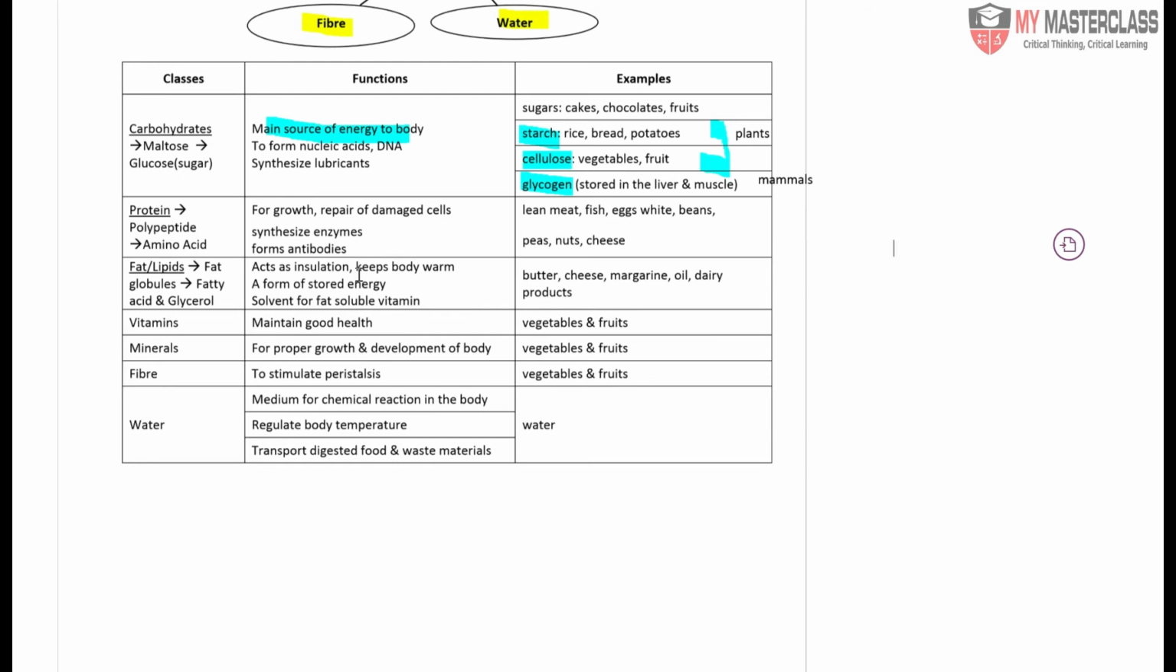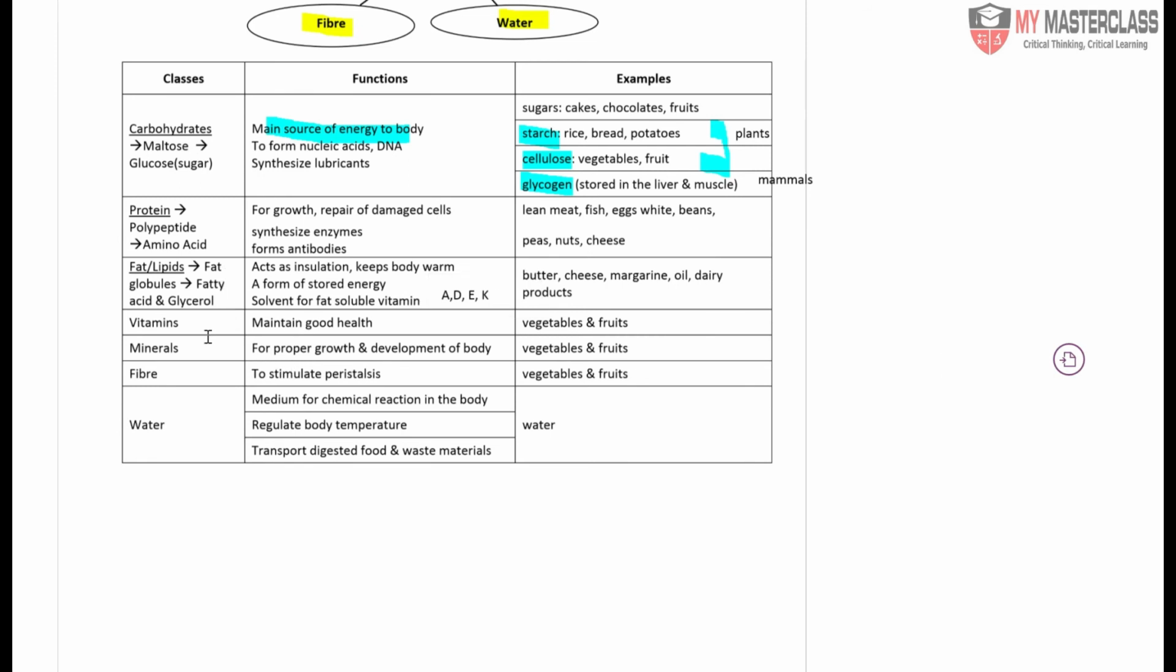Fats are also used for fat soluble vitamins. Some of these fat soluble vitamins will be vitamin D, vitamin E, vitamin K, and also vitamin A. These fat soluble vitamins do not have to be consumed on a daily basis, as they can be stored for future use.